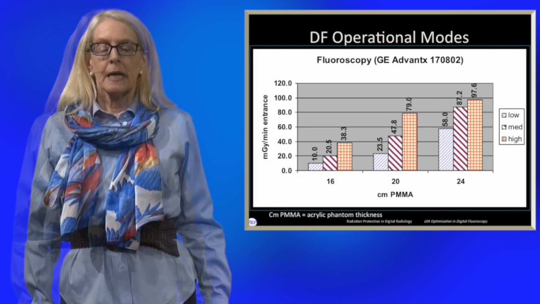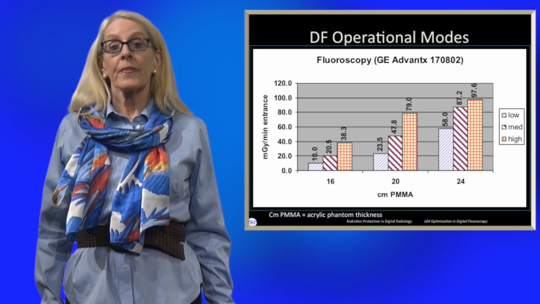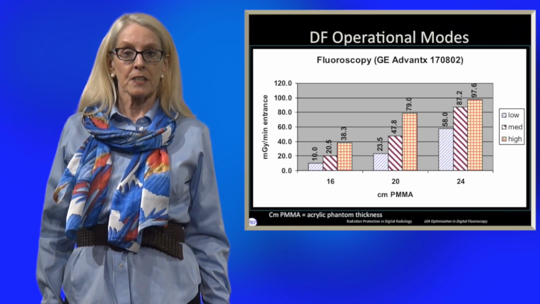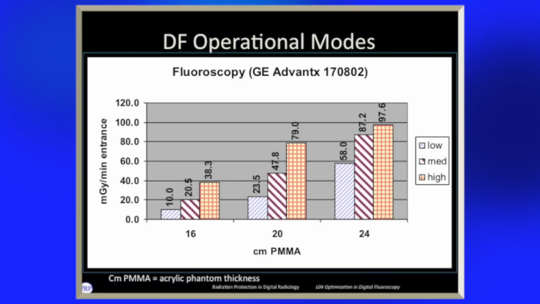And this is an illustration of what that might look like as far as dose to the patient. On the left-hand side, you have a 16 centimeter, and this is an acrylic phantom. When you see the PMMA, that simply means acrylic phantom. So we're looking at a small size patient. If you use the low dose mode, you're getting 10 milligrays per minute. If you use the medium dose, it's bumping up to 20.5, and the highest would be 38.3. Now, why do they do this? They save dose.